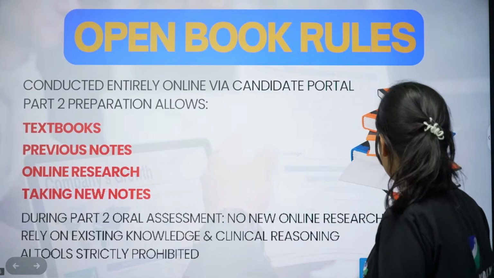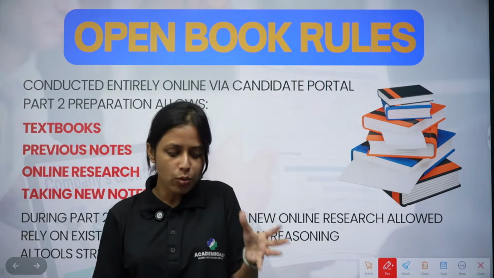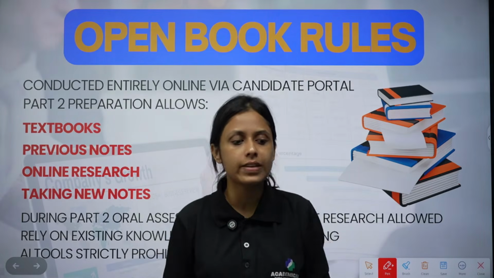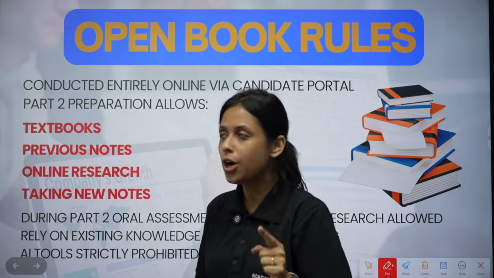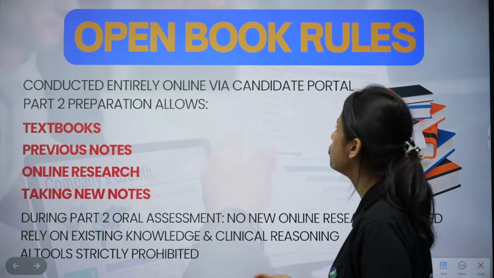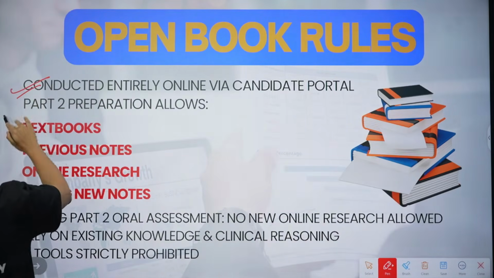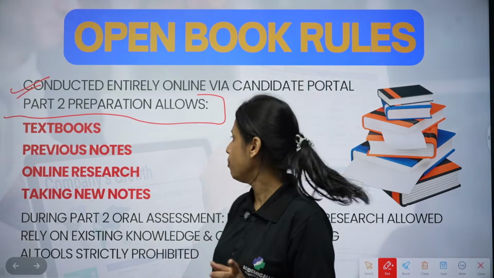Moving down to the open book rules. Now, what are the rules for the open book exam? Well, open book is something very new in practice, and it has literally shown that it has great value. So we'll talk about the open book rules. Conducted entirely online via candidate portal. As I mentioned, open book is only applicable for part 2.